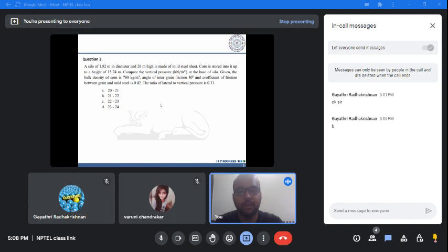Angle of inter-grain friction is 30 degrees, and coefficient of friction between grain and mild steel is 0.42. The ratio of lateral to vertical pressure is 0.33. So you need to count what will be the vertical pressure in kilonewton per meter square. Please, if you can solve it, solve it and tell me the answer. I'll wait for 3 to 4 minutes and I will answer.